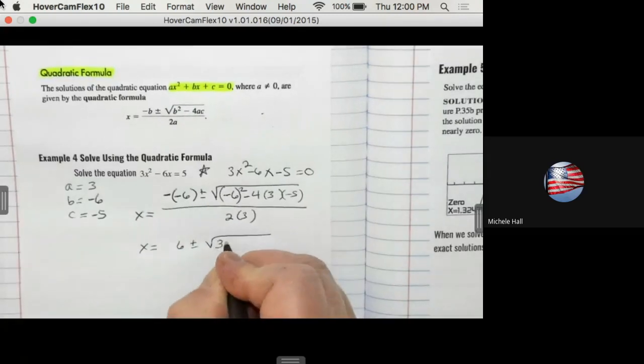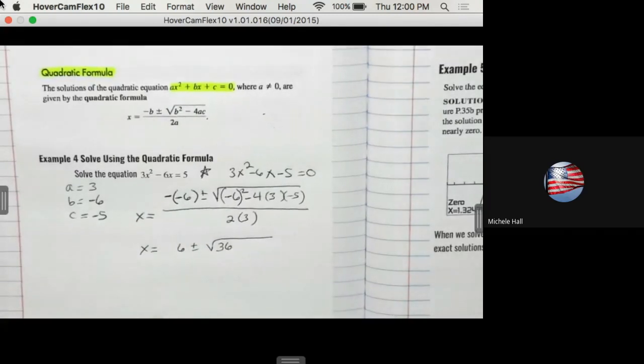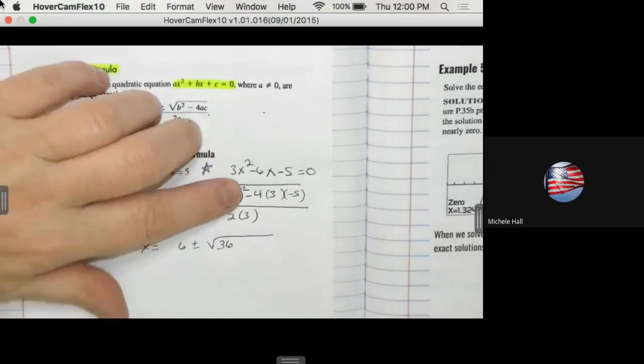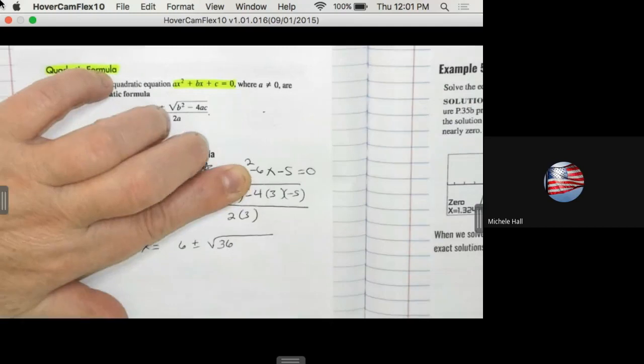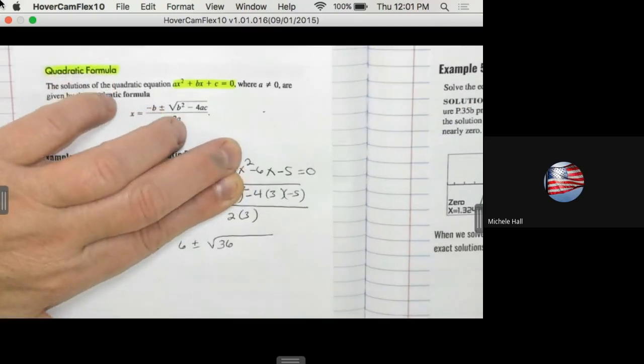Positive 36. -6 times -6 is 36. Then I'm looking at 3 numbers being multiplied together right now. That minus sign is part of the 4, -4. Negative times a negative, I've got 2 negatives. I know my answer is positive then.